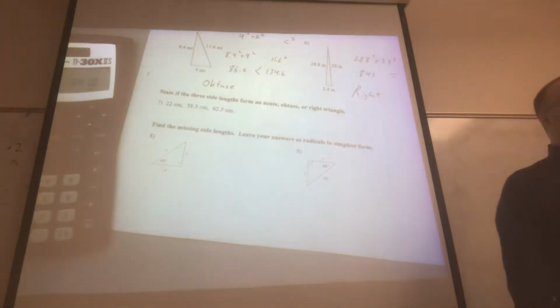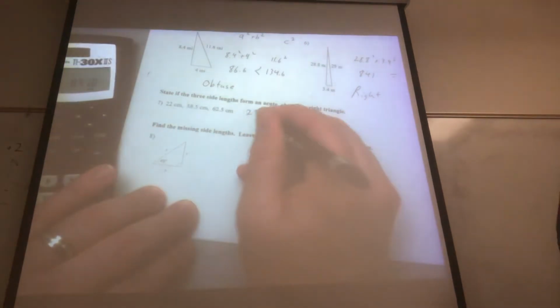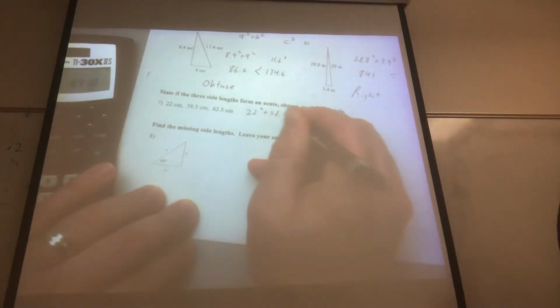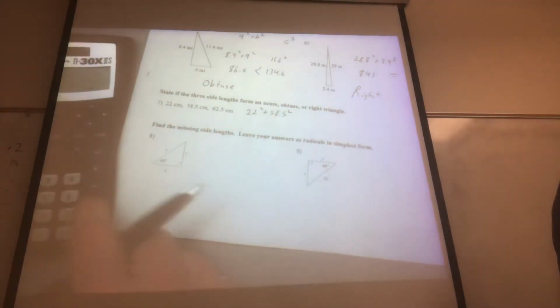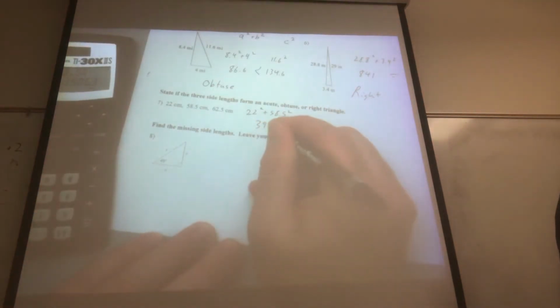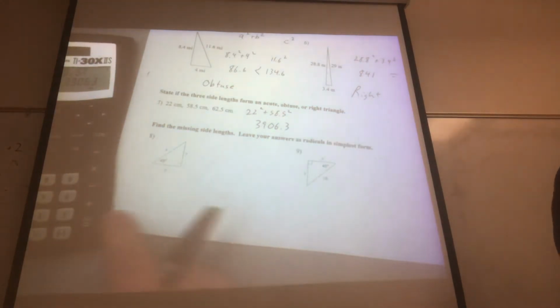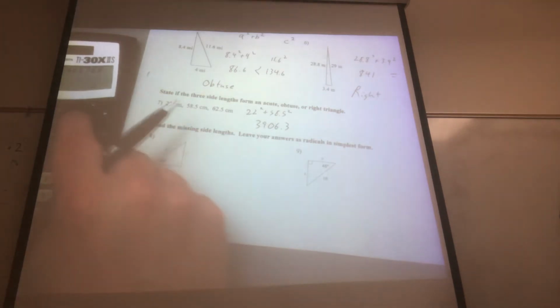It's just there's no picture of a triangle this time. You do 22 squared plus 58.5 squared. We come up with 3,906.3 because I still have it rounded to a single decimal. I should probably undo that. I'll put it back on float.